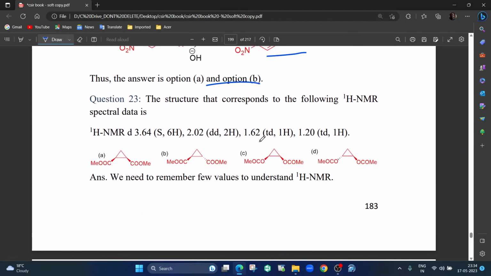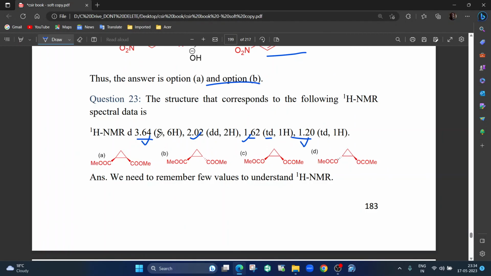Next question, the structure that corresponds to the following proton NMR spectral data. So you are having proton NMR spectral data. So first one is 3.64, which is a singlet and 6 proton signal. Then you are having 2.02 double doublet 2 proton, 1.62 triplet of doublet 1 proton, and 1.20 triplet of doublet 1 proton. So basically I am having 4 kinds of protons, 1, 2, 3 and 4.